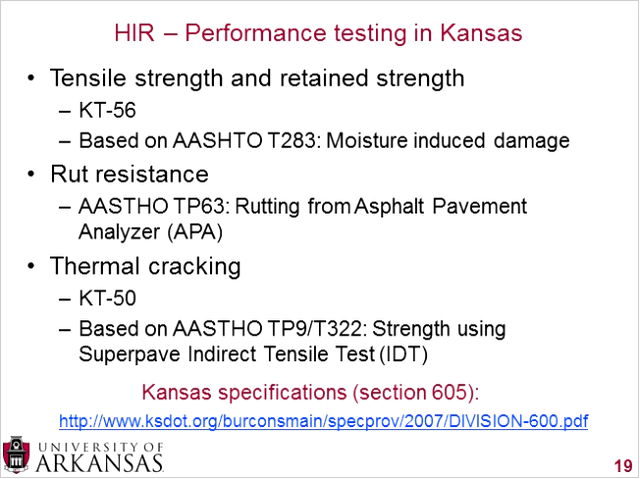And then the third performance test they run has to do with thermal cracking, and their specification is KT50, which is based on AASHTO TP9 or T322, depending on which specification you're using, which is a strength using the Superpave Indirect Tensile Test, or the IDT. So when Kansas went through their process, they felt that there were 3 key properties that they need to measure: the retained strength, the rut resistance, and then also the thermal cracking characteristics.